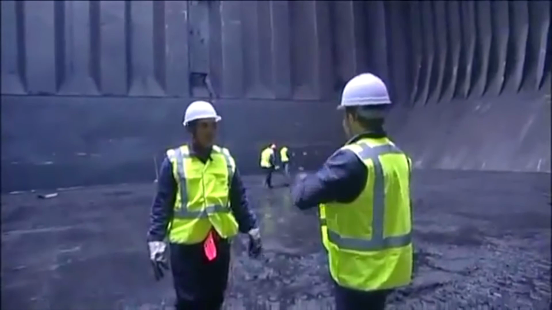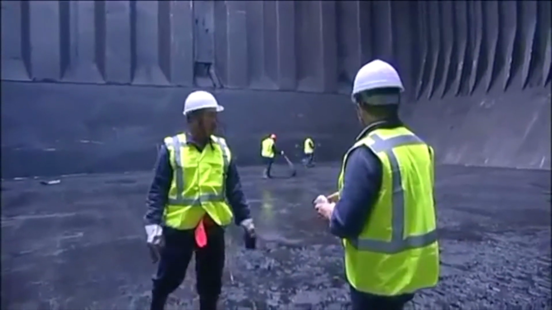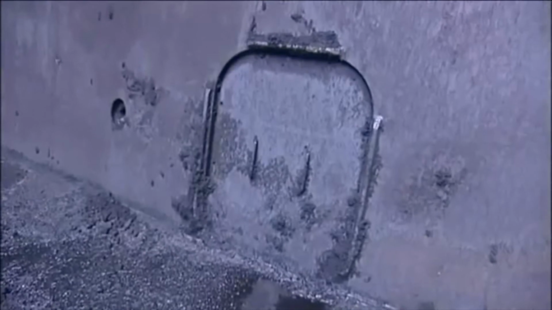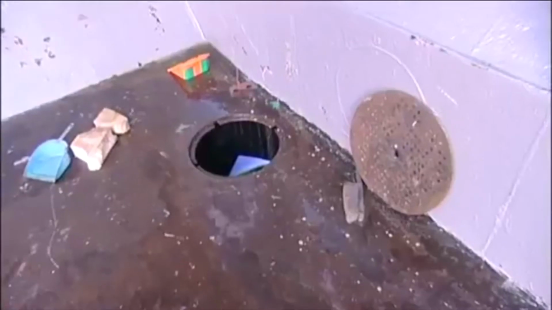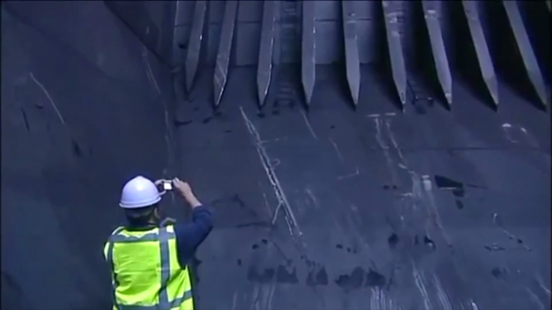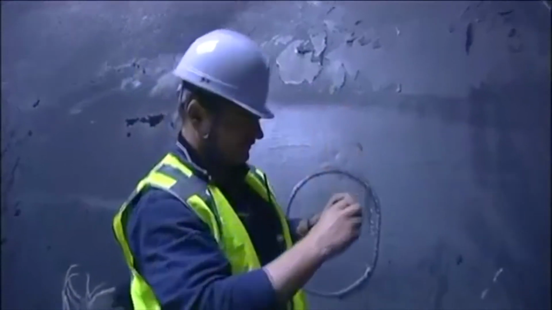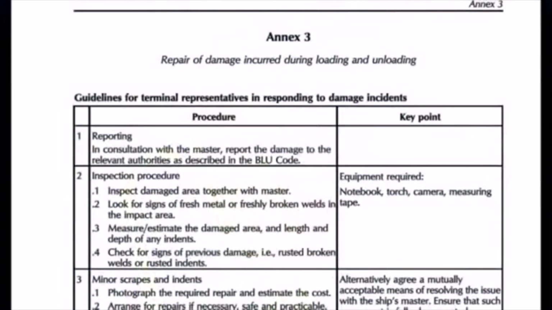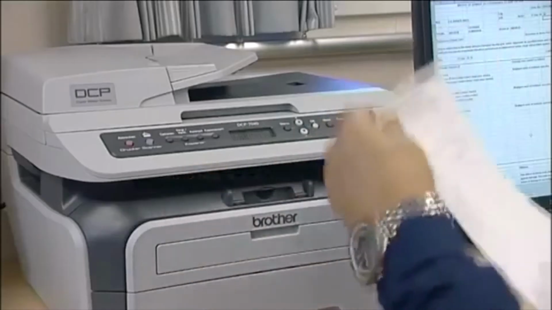Officers and crew members should be on the lookout for damage during cargo operations at all times. Manhole covers or gratings for bilge wells should be checked that they're present and intact. And any damage to the ship's structure caused by terminal handling equipment must be reported immediately. Guidance on damage reporting procedures is contained in the Blue Manual, Annex 3. But many companies will also have their own procedures.